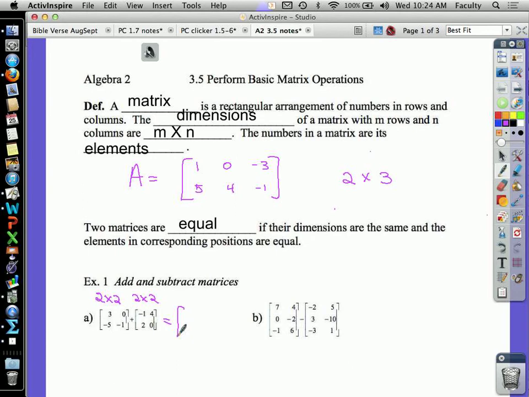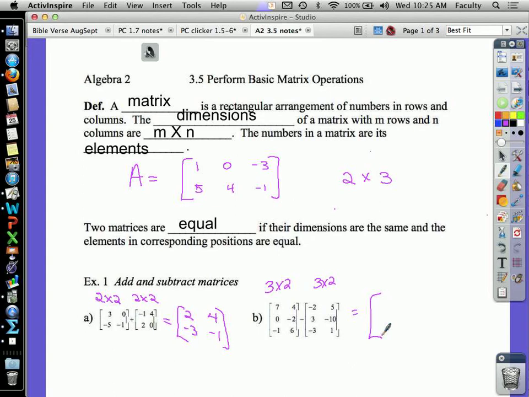Watch how easy this is. So I take 3 plus negative 1, so that's 2. 0 plus 4. Negative 5 plus 2, negative 1 plus 0. So the answer has the same dimensions as well. The only tricky part in letter B is we're now subtracting. You've got to be careful. But does somebody want to tell me what are the dimensions of each of those matrices? 3 by 2. Good. There's 3 rows by 2 columns.